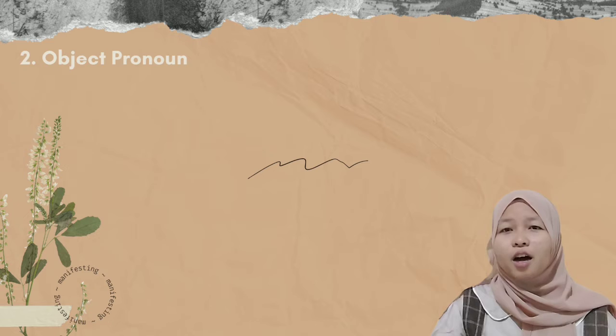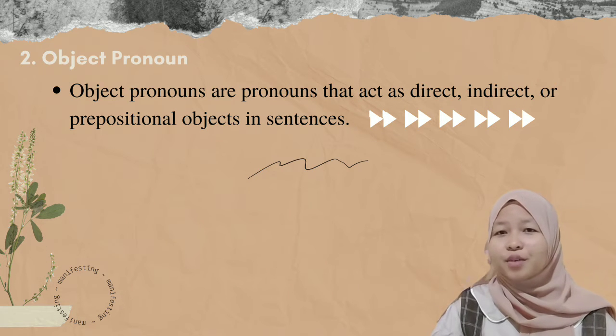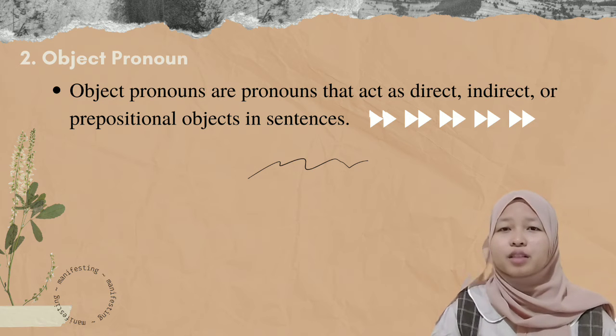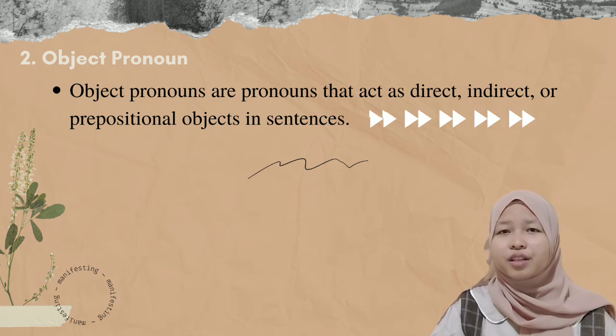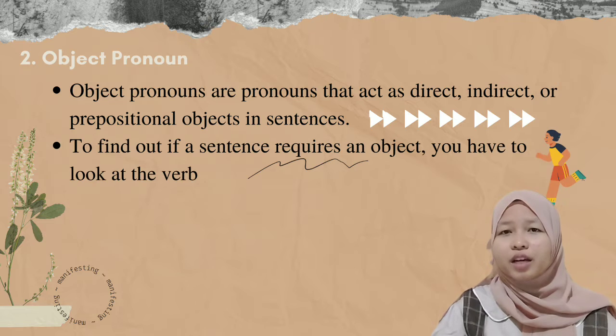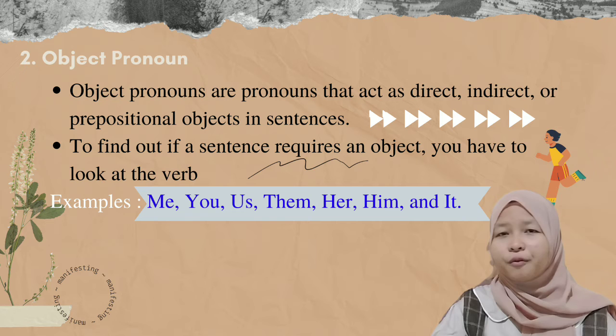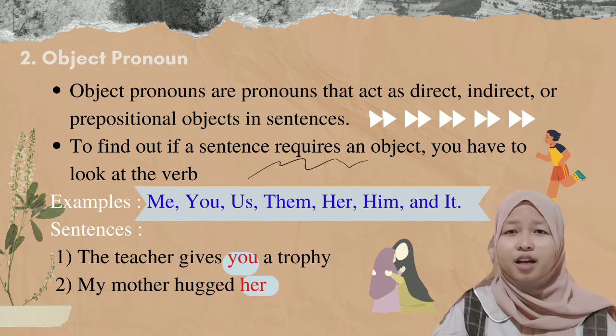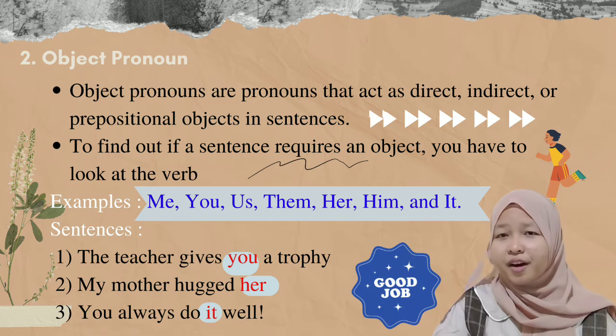Number 2 is object pronouns. Object pronouns are pronouns that act as direct, indirect, or prepositional objects in sentences. That can be said, object pronouns are pronouns that receive the action and are used to refer to objects in the sentence. To find out if a sentence requires an object, you have to look at the verb. Examples of object pronouns are me, you, us, them, her, him, and it. The sentences are: The teacher gives you a trophy. My mother hugged her. You always do it well.